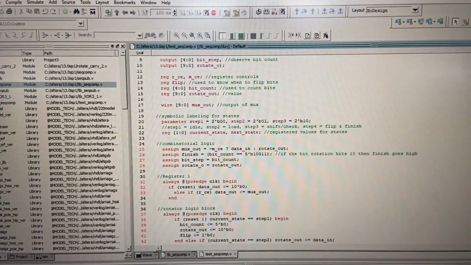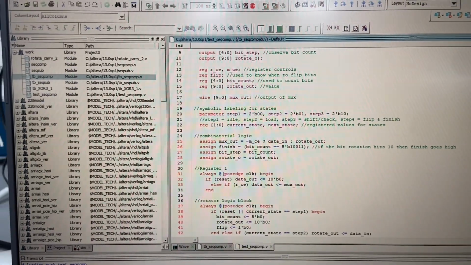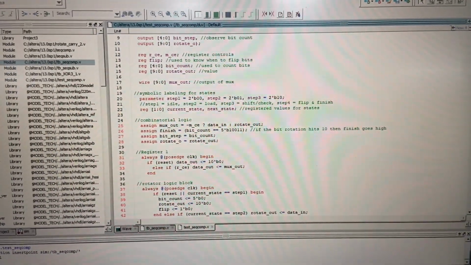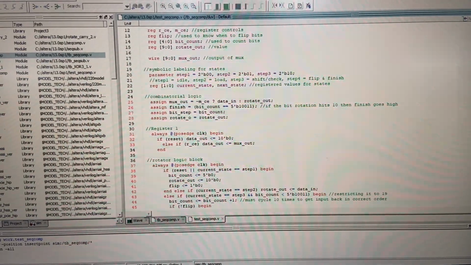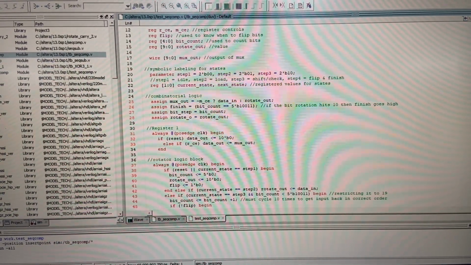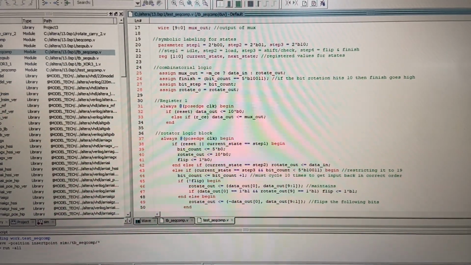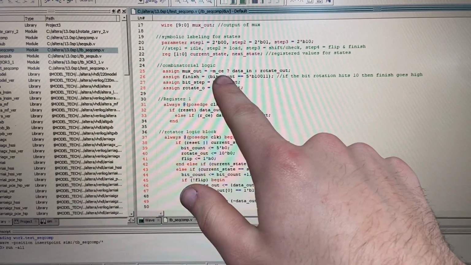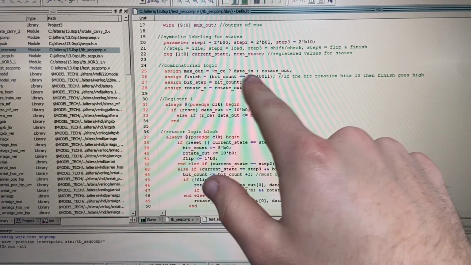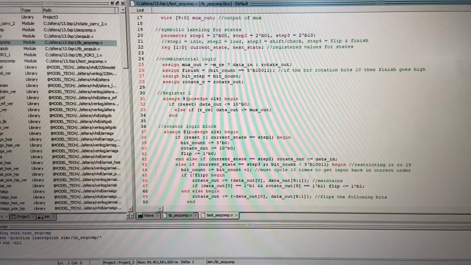We have our control enables for the registers, the flip flag, the bit count, the rotate out, and then we have our steps for the FSM, and then the current state, next state, and then we have our assignments, which are used to determine what the operational logic is happening. So we have a mux, where it's saying that if it's 0, it's taking the data in, else it's taking the rotate out, which is the data out from the rotation.